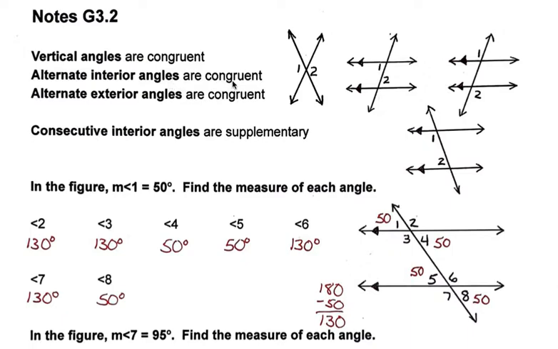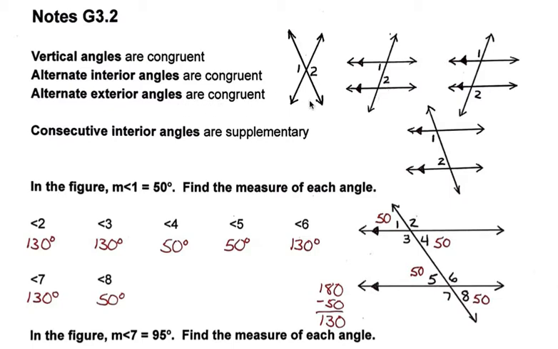Alternate interior angles. They are interior because they're in between the 2 parallel lines. You can tell the parallel lines by these triangle marks. And they are interior, they're inside, and they're on opposite sides of the transversal. And those are congruent. So if this one was 72, number 2 would be 72 also.